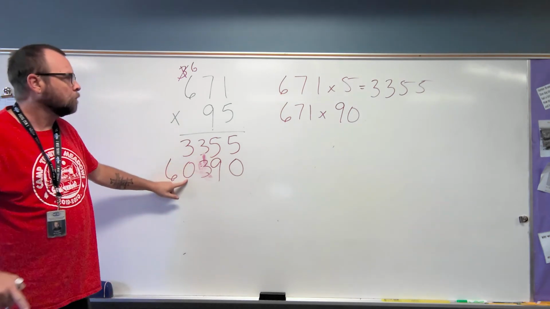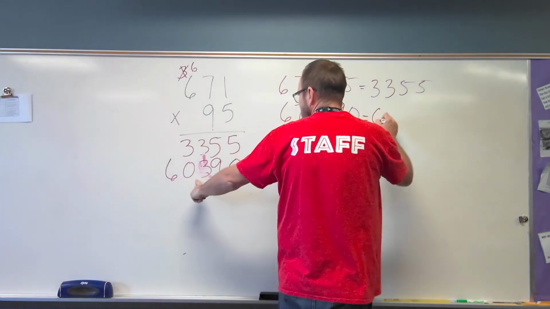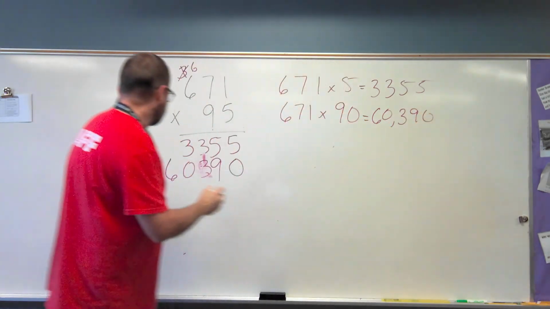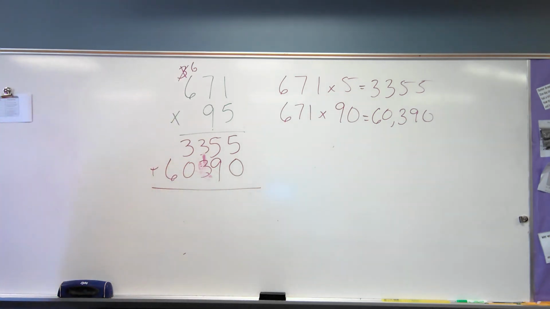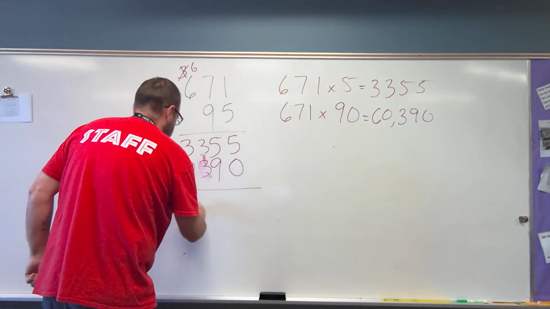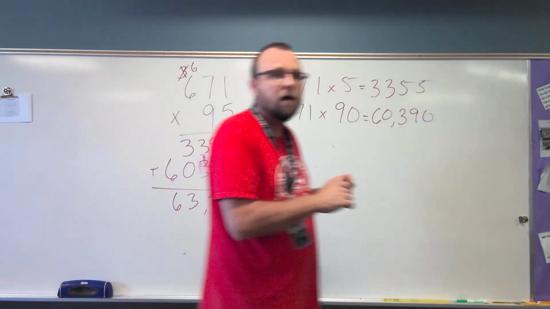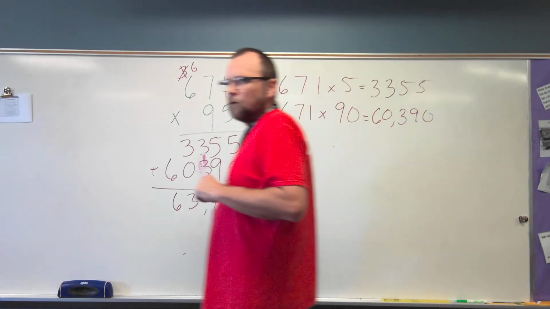So now we're saying 671 times 90 is 60,390. And all we do is add these two products together. When we add those products together, the total is 63,745. Speak up if we have the wrong answer. I did that wrong. I got 8,845. Yeah, you did get it wrong.